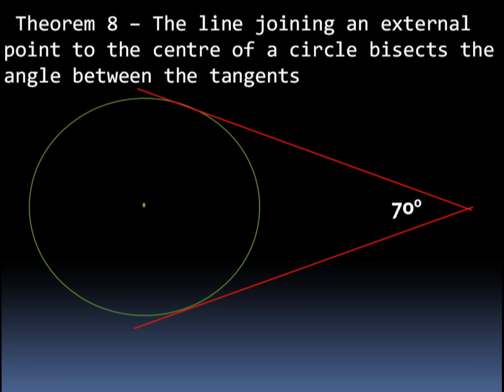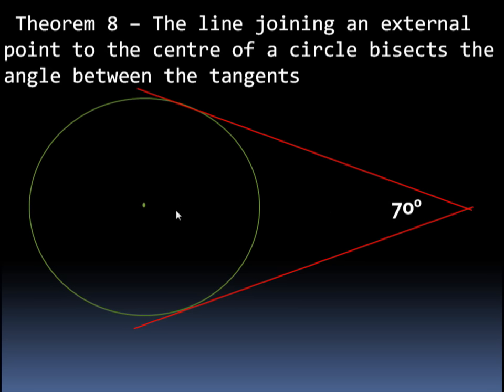Okay, the line joining an external point to the center of a circle. So we have the external point here, and we're going to have a line that passes from this external point. We're going to have a line that is drawn to the center of the circle.